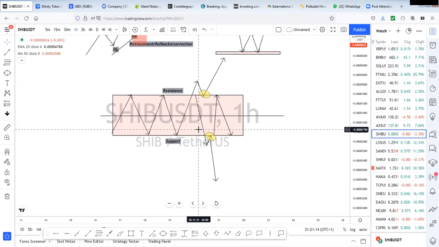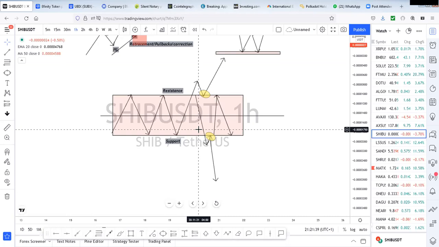A trending market will always have a pattern where you'll be able to notice your highs and lows, your lower lows, your lower highs. But with a ranging market, it just goes sideways. There's no particular pattern or trend that you can really notice. That's good.